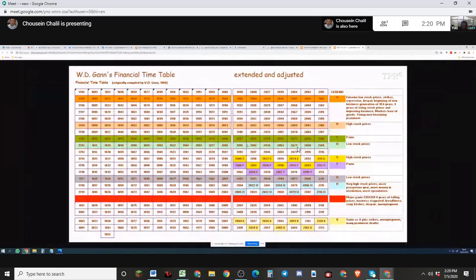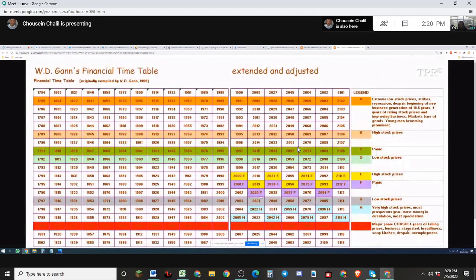Yeah. This is the Gann original financial timetable he made in 1909. All he did was take his time periods and extend them out, extended and adjusted because he finished, and at the moment, if you look, we are in 2020, which is a panic. Show us on the chart there, point to it.